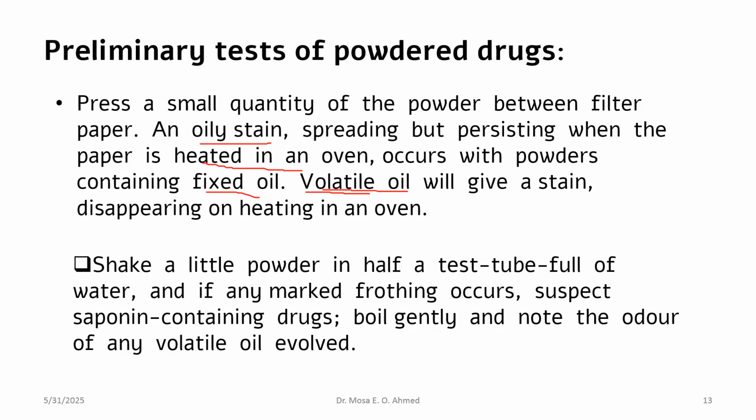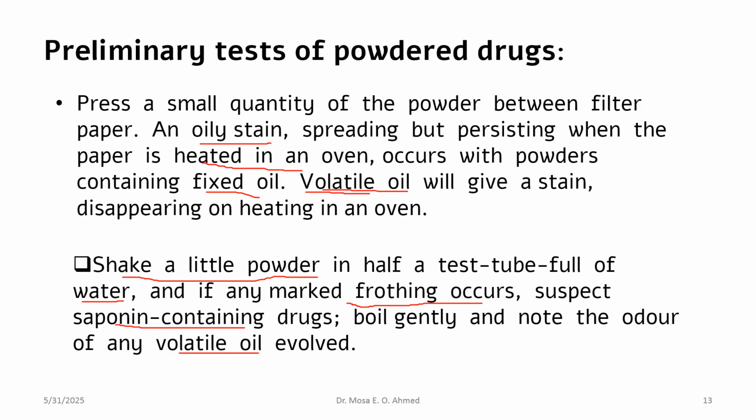The last preliminary test for the powder sample: we shake the powder with water in a half-filled test tube and note whether frothing occurs. The presence of froth or formation of foam means the sample contains saponin compounds. And when we boil gently, we note whether the odor of volatile oil evolves.